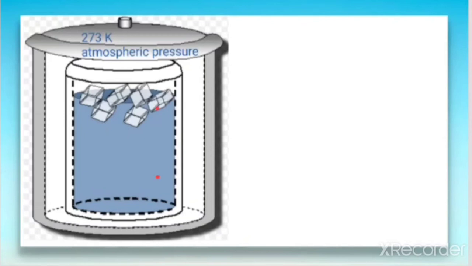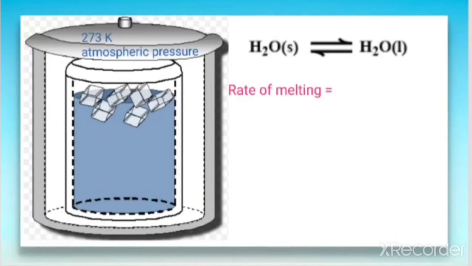So at this stage we can say that it is an equilibrium stage between the solid water and the liquid water. That means here the two processes are taking place at the same rate. That is the rate of melting, that is, converting the solid into the liquid. That process is called melting. So the rate of melting here is equal to the rate of freezing.